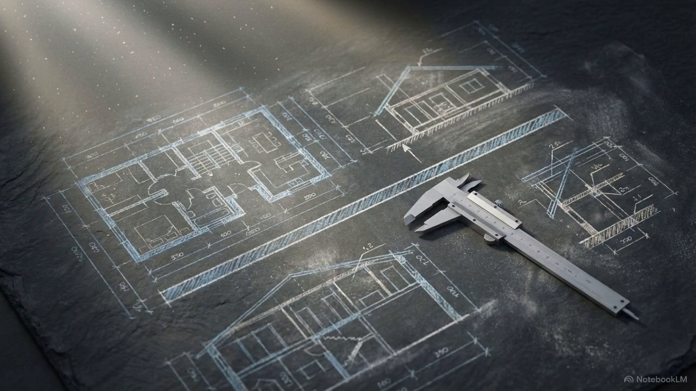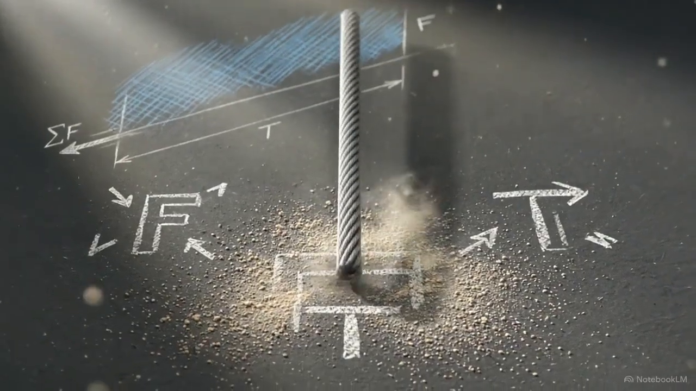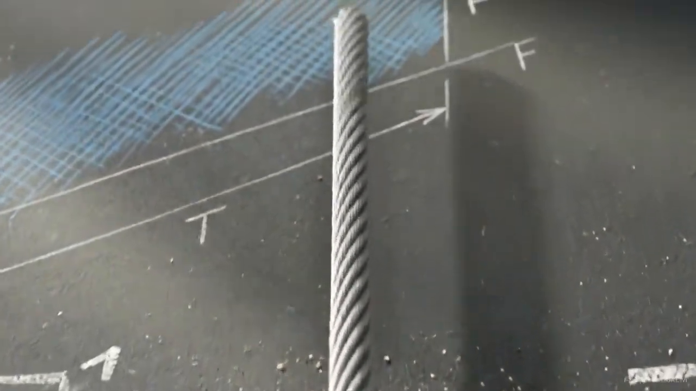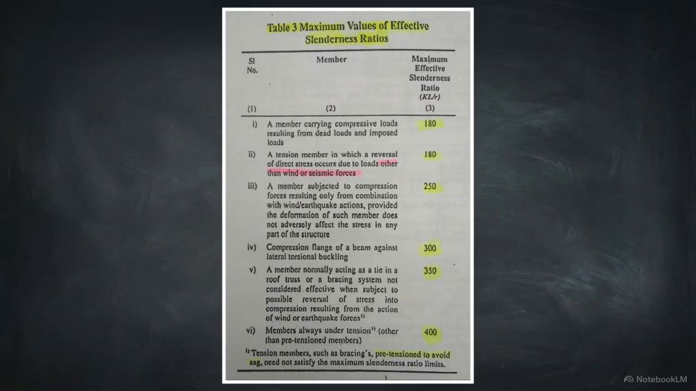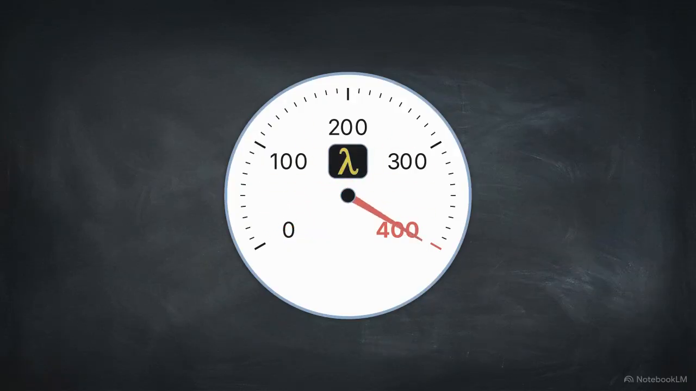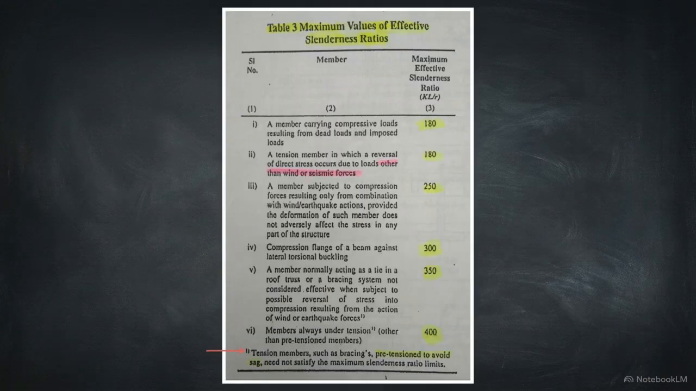Now let's look at the absolute safest physical state in structural engineering. We're talking about members that are constantly pulled in tension, where the risk of buckling drops entirely to zero. For these pure tension components, the code assigns a maximum limit of 400, but examiners love to test the absolute edges of the rulebook, and 400 is not actually the highest structural allowance. If you look closely at the footnote hidden at the bottom of the table, you'll find the ultimate trick, the zero rule. It states that pre-tensioned members need not satisfy the maximum slenderness ratio limits at all.